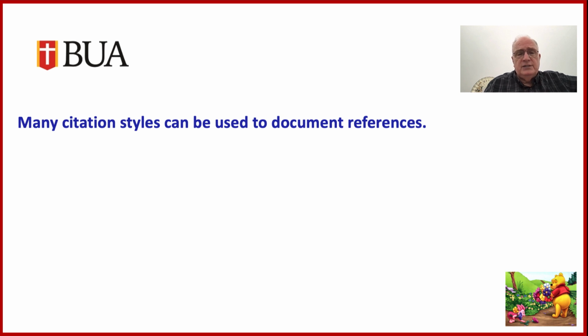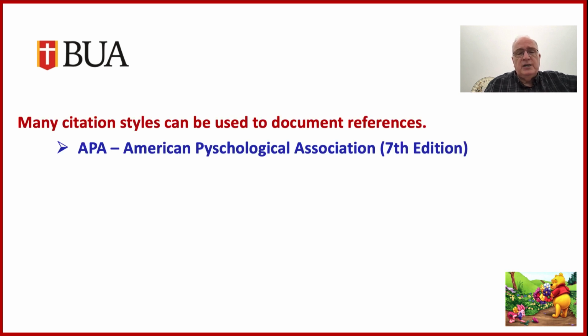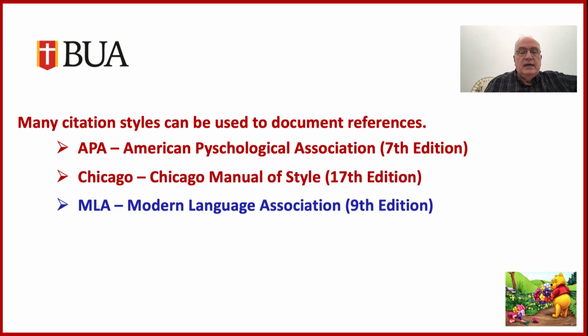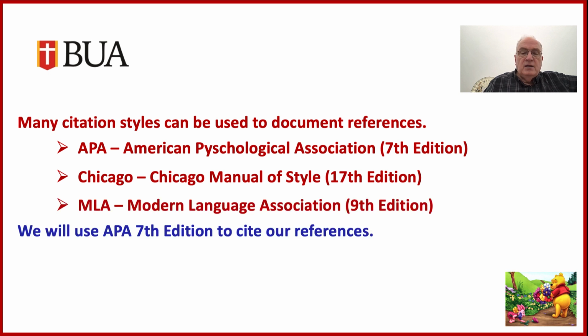But what I have listed are the 3 top ones: APA, the American Psychological Association, 7th edition, Chicago's Manual of Style, 17th edition, and MLA, the Modern Language Association, 9th edition. APA is used, as I'll show you in just a moment, in education and business and psychology. But APA, Chicago, and MLA are the top 3 styles. And we're going to use APA.